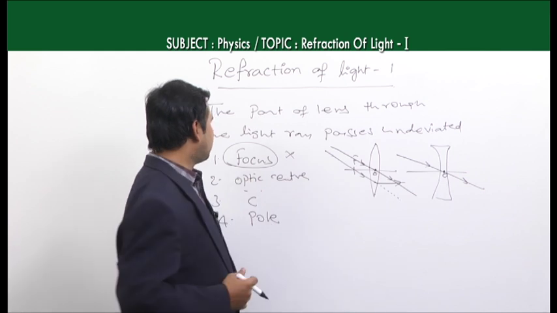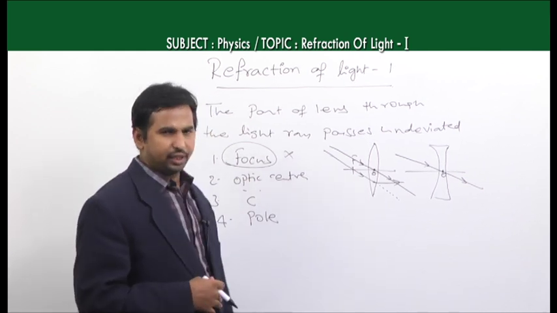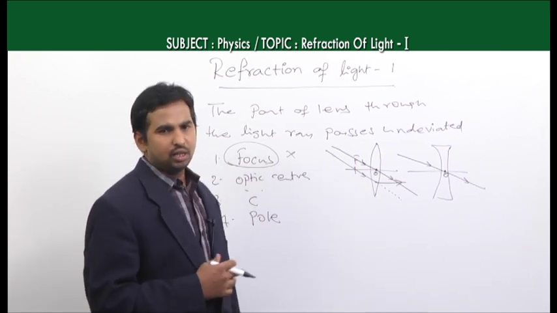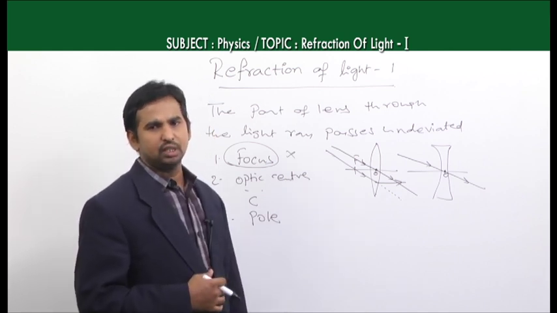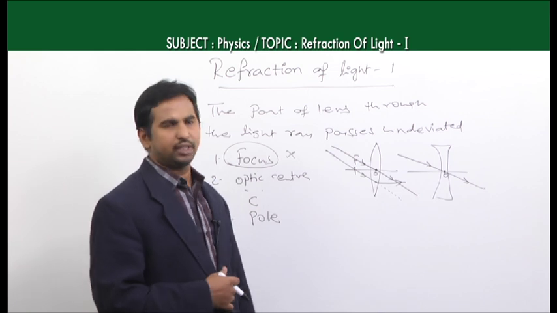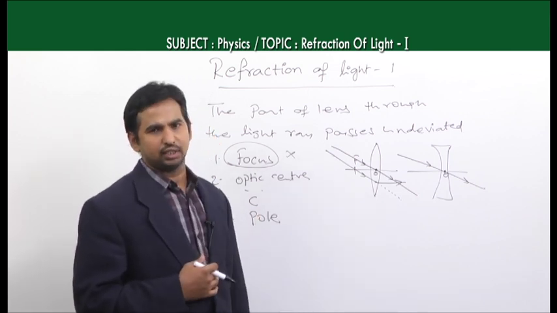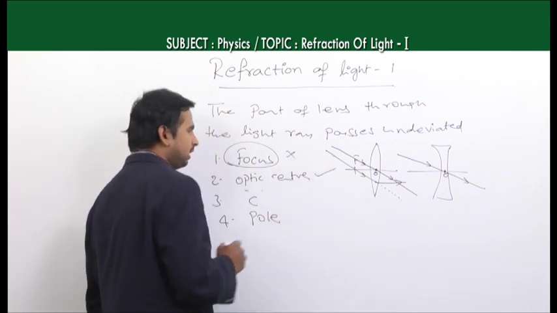Now, according to our given question, the part of the lens through which the light ray passes undeviated. In this case, when the light ray passes through the optic center, it passes without any change in its path, which means no refraction effect takes place when the light ray passes through the optic center. So the correct option is optic center.